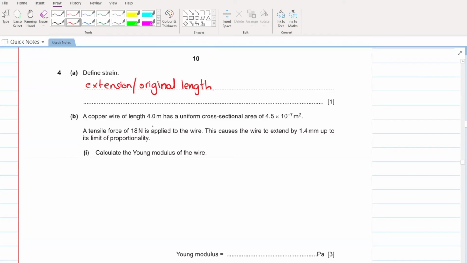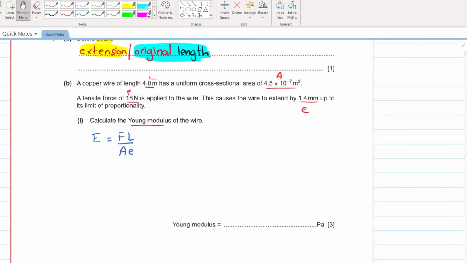Simple. A copper wire of length this. Okay, so you are given the length. It has a uniform cross sectional area of this. A tensile force is this. Length, area, force. This causes the wire to extend by 1.5 millimeter. This is the extension. You have to calculate the Young's modulus. Any geniuses who can tell me how I will do this? Now, a copper wire has a length of 4 meter, uniform cross sectional area of this, force of this, and extension of this. You have to calculate Young's modulus. So easy. Literally the easiest question that you will have in AS.